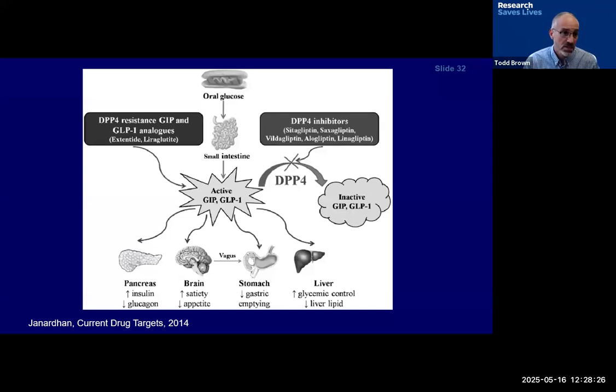And GIP does similar things. Both of these are broken down really quite quickly by an enzyme called DPP4, so the half-life is really quite short. The GLP-1 receptor agonist drugs are modified so they're not broken down by DPP4. Now, DPP4, of course, we inhibit, and it's a diabetes medication. These are the drugs with the suffix gliptin, like sitagliptin, saxagliptin, et cetera. And so these are the incretins.